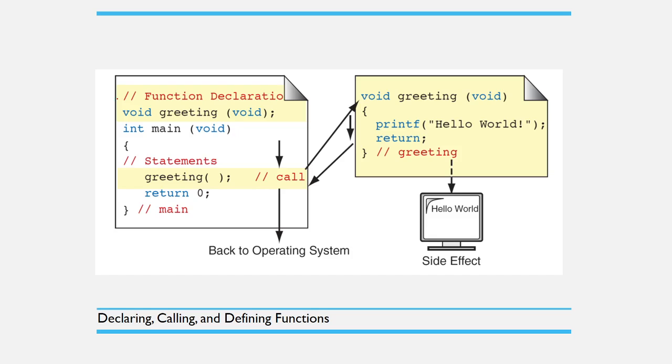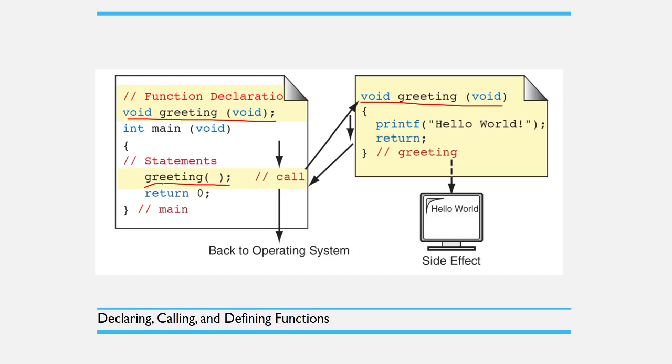The first one is the function declaration. It's just like a function heading of a function definition, but with a semicolon after the statement. And we have here the main method. Usually the main method contains the function call of any function definition. So part of our main method is a function call for the function greeting.